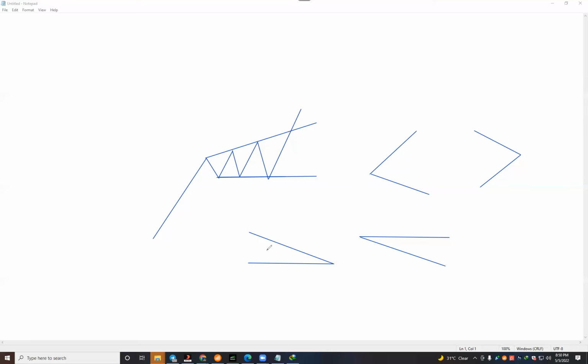This market, what is it suggesting to us? One point is in the favor of the seller and one point is in the favor of the buyer. Why? Because the price is creating lower highs but is unable to break the bottom line. So it can be a fake breakout, then price will move up again.